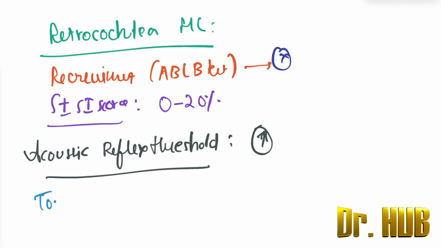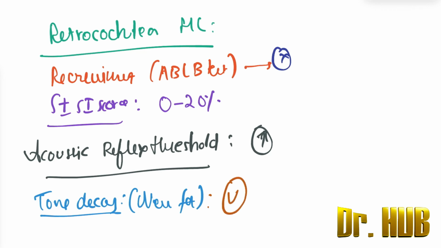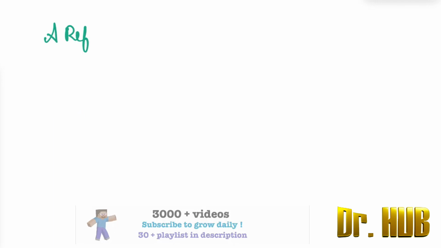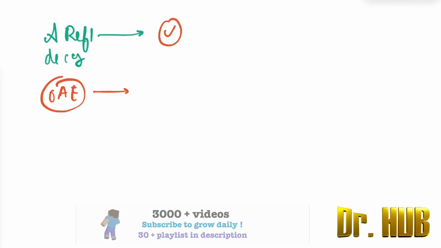And what about the tone decay? In terms of tone decay, that is the nerve fatigue, here it is present. Whereas in cochlear, the tone decay, acoustic reflex decay and OAE were absent, here almost everything is present. The acoustic reflex decay, again the nerve fatigue, is present in retrocochlear hearing loss. The OAEs are also present.